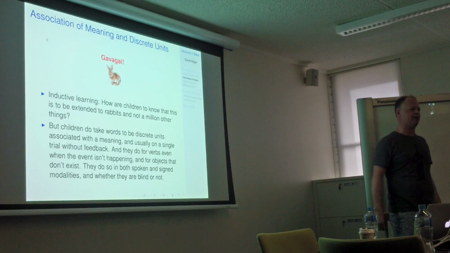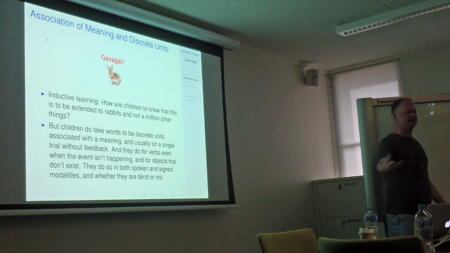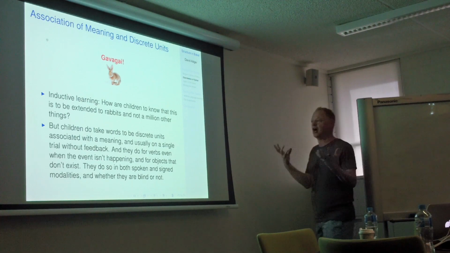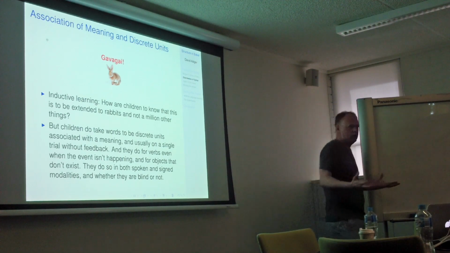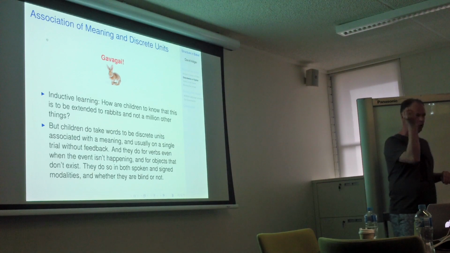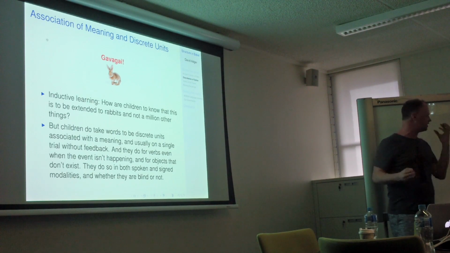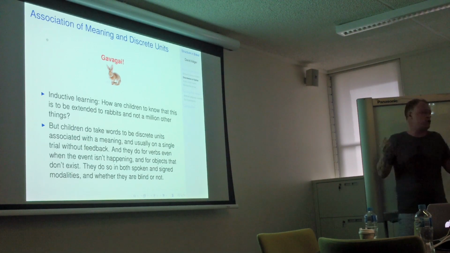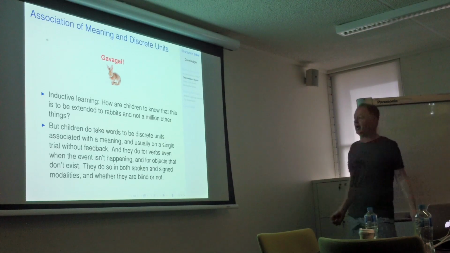How do we know that it doesn't mean brown thing, right? Or thing with ears, or thing that eats carrots, or as Quine famously said, undetached collection of rabbit parts, right? So there's a sort of general inductive question. How do kids know, right? So that's the field linguist, but you can think of it as an acquisition question as well. How do kids know when they hear a word that that word is associated with a discrete piece of meaning, and a stable piece of meaning? But they do, right? It's just a fact, they do.